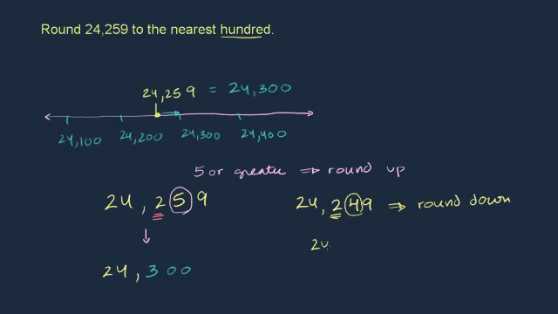So it becomes 24,200. That's the process where you round down. If you round up, it becomes 24,300. And it makes sense. 24,249 is going to be sitting right over here someplace, so it's going to be closer to 24,200. 24,200 would be the nearest hundred when we round down. In the case of this problem, 24,259, the nearest hundred is 24,300. We round up.